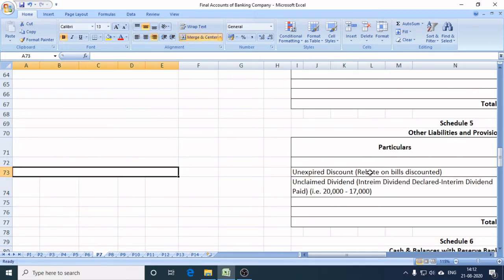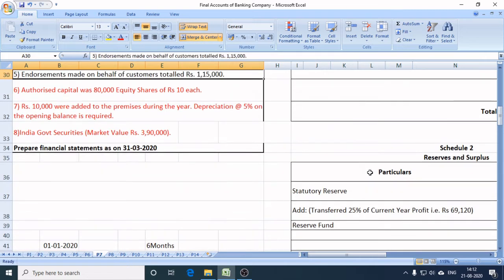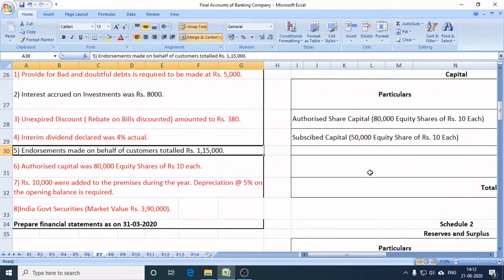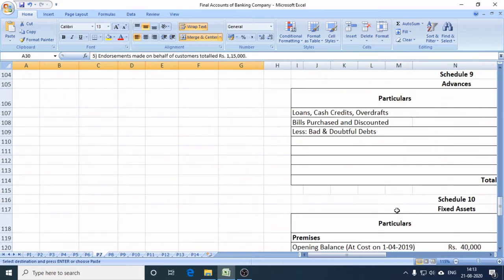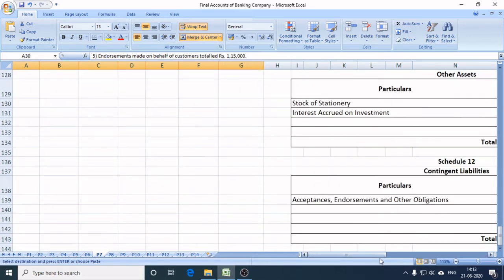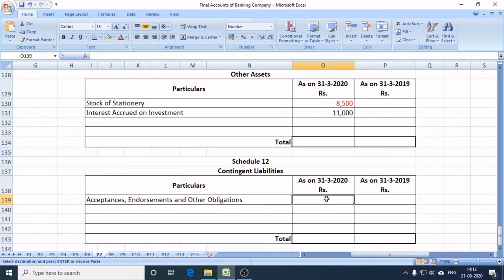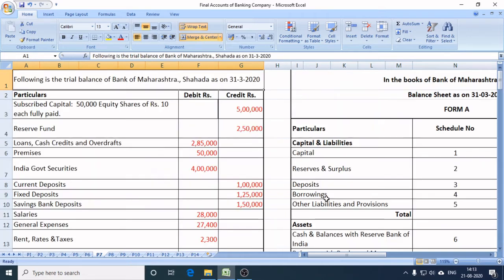Okay, the next adjustment in the problem is endorsements made on behalf of customers, total rupees 1,50,000. It is the bank's contingent liability, and we have schedule number 12 for recording such liabilities. It is known as acceptances, endorsements and other obligations.